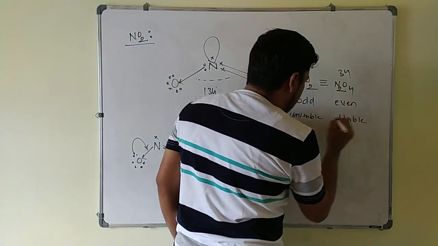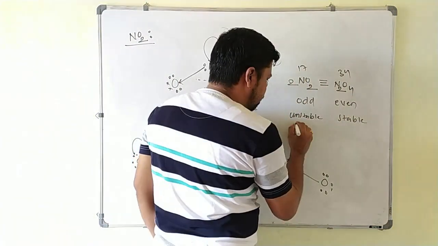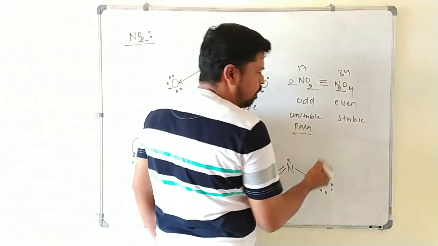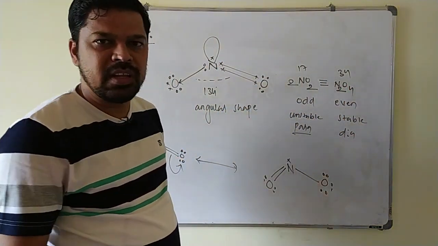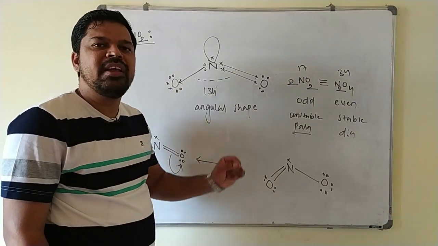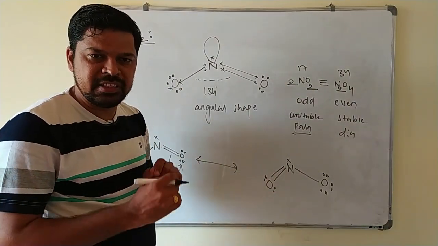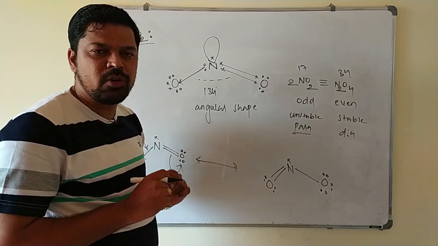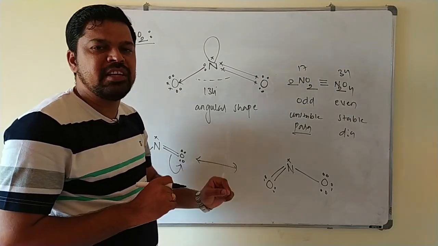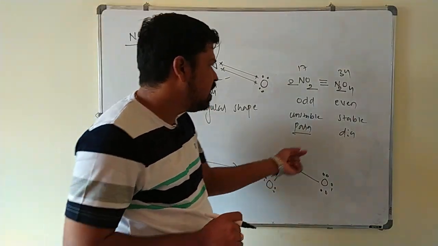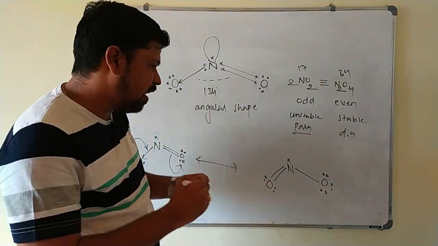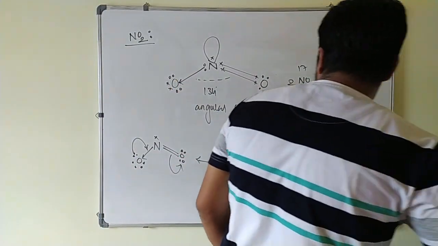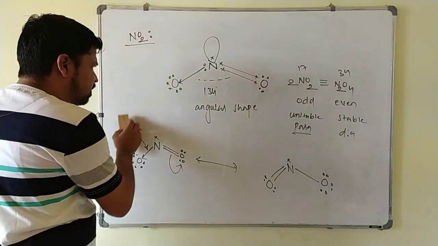Even number of electrons. Unstable molecule becomes what? Stable molecule. This is paramagnetic. Now it becomes what? Diamagnetic. So in the NCERT they have given why NO2 undergoes dimerization. Because NO2 contains an odd number of electrons, hence it undergoes dimerization to form a stable N2O4 molecule with an even number of electrons. I will write that sentence here.